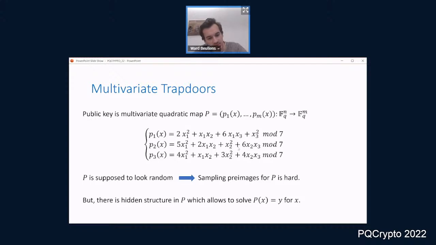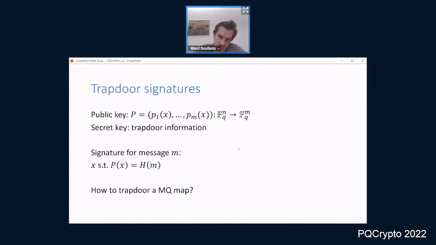But actually, there's some hidden structure inside this P that if you know this structure, then you can solve for preimages. So if I give you a y, then you can solve for an x such that P(x) is equal to y. Right? And if you have this, then you can try to make a signature scheme out of this. This is exactly how RSA signatures work.